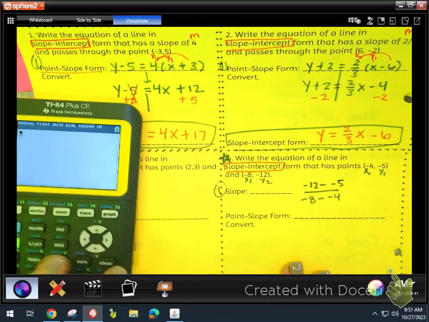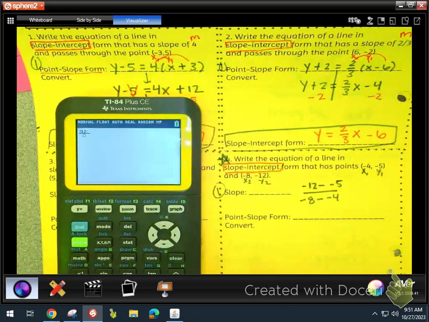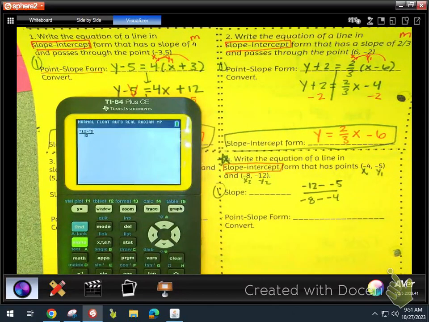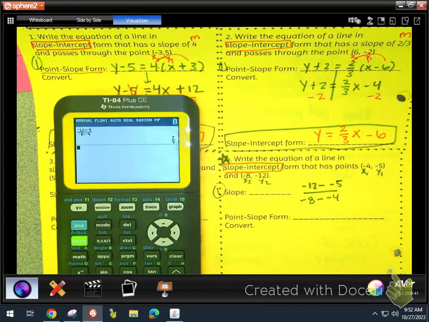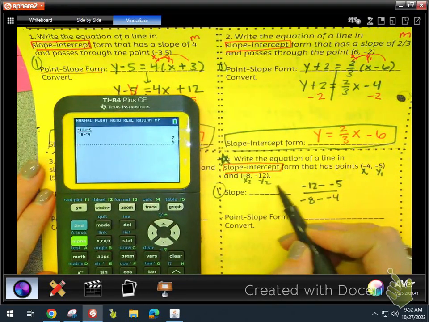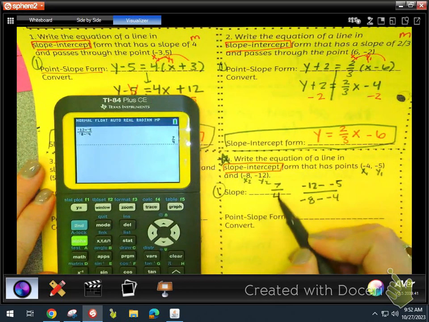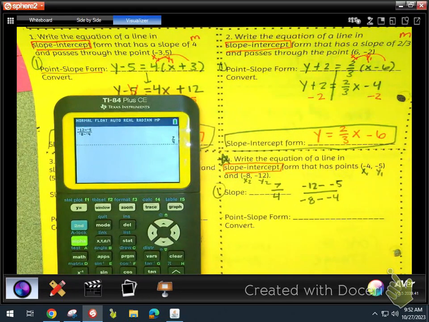Some of y'all are making mistakes, and these are mistakes we shouldn't be making because y'all are good at slope. But I feel like a lot of the time it's because we're trying to take shortcuts. No shortcuts here. No shortcuts in math. Okay? So our slope is 7 over 4. Is that what you got?